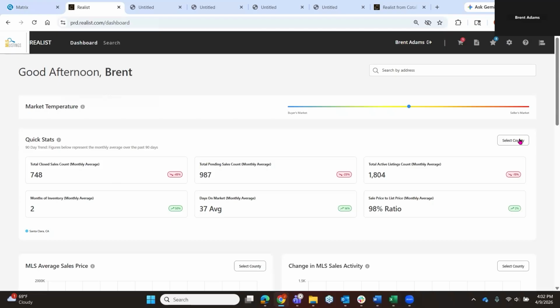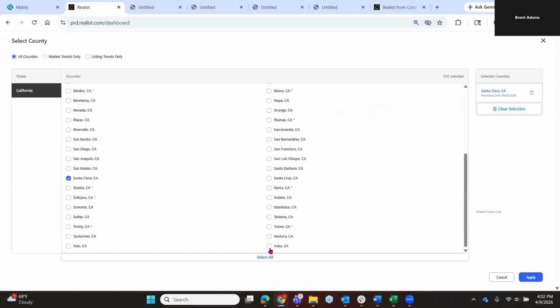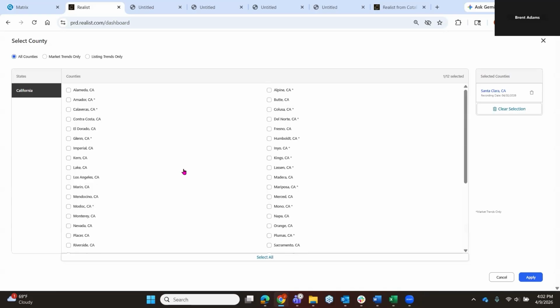In fact, I can get to it right now and change a little bit about where you're searching. Again, as you can see, from Alameda all the way down to Yuba, we've got every single county available for you. The thing to know about Realist is that you have access to every single property in the entire state of California, not just properties that have been listed. So if you want to switch counties or search in multiple counties, you can add those multiple counties if you'd like.